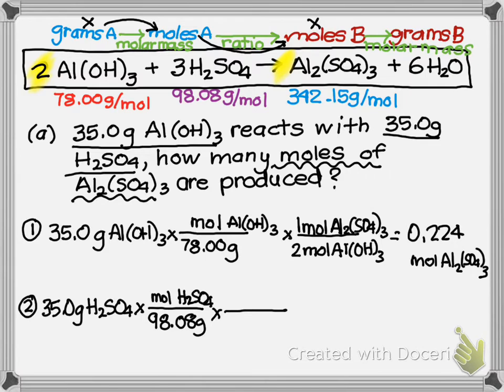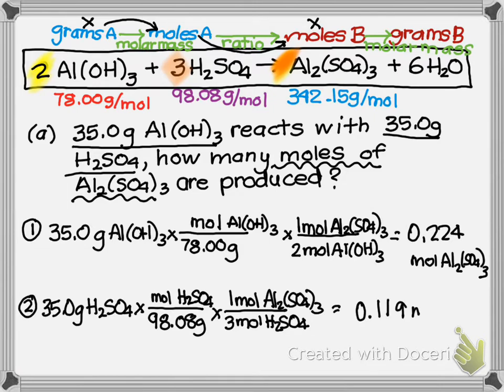In this case, it's still 1, but this case is 3. So let's do it. That would be 3. You always put what's given on the bottom, so it cancels. And then the 1 mole of aluminum sulfate on the top. And then let's do this, 35 divided by 98.08 divided by 3. And I get 0.119, so I'm going to say 0.119 moles of aluminum sulfate.